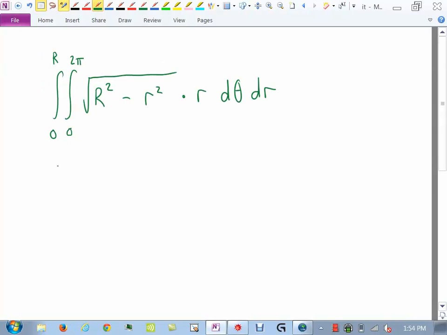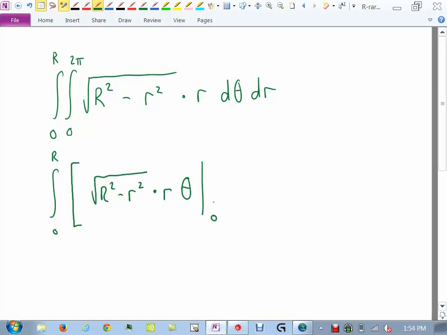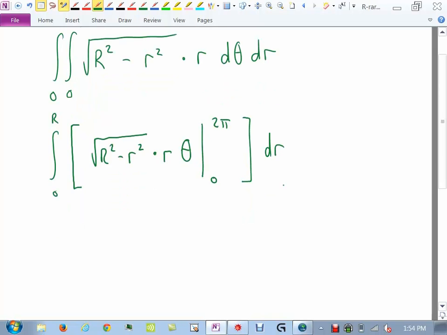Okay, I want the outer one 0 to capital R. The inner one became square root capital R squared minus little r squared times R, sitting out here, times theta, evaluated from 0 to 2 pi, and then I have the dr out here, right? Now plug in 2 pi for what? Theta, maybe I should have put that here. Theta is 2 pi, theta is 0.